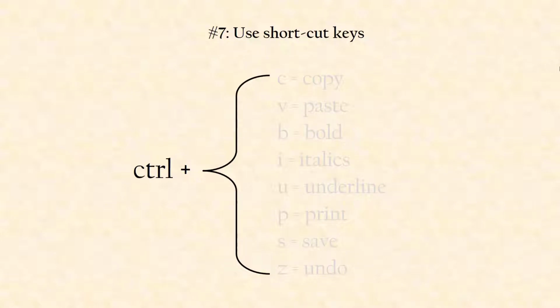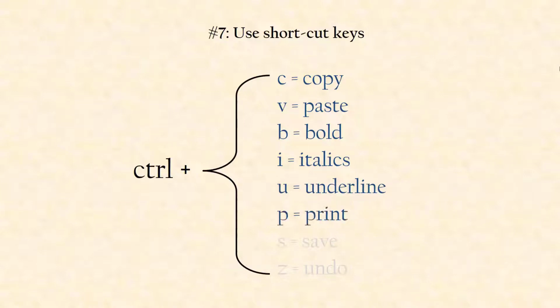Number 7. The use of shortcut strokes saves time and is often much more convenient than going through the menu. These universal shortcut strokes all use Control plus a letter, including C to copy, V to paste, B to bold, I to italics, U for underline, P for print, S for save, and Z for undo.